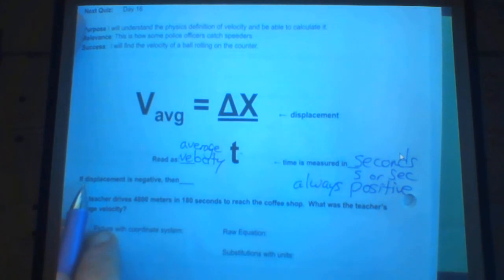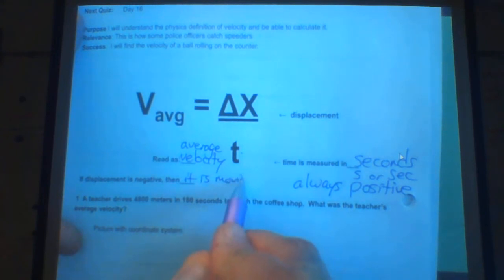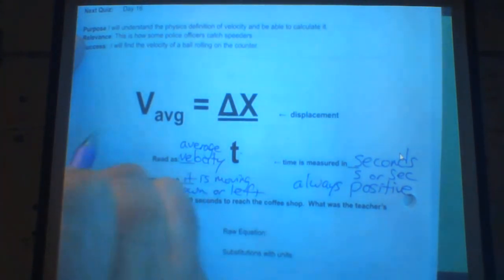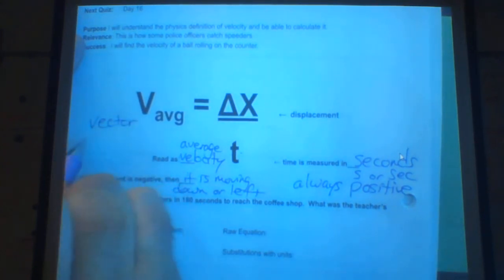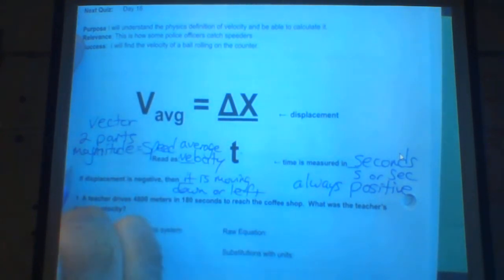If displacement is negative, then it is moving down or left. So the sign tells us the direction, and the digits tell us how fast it's going. So that means that V is a vector. It has two parts. The magnitude is the speed, how fast it's going, and the sign tells us the direction, just like with displacement.